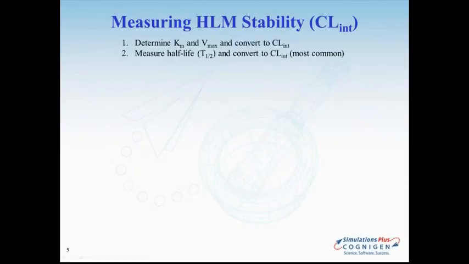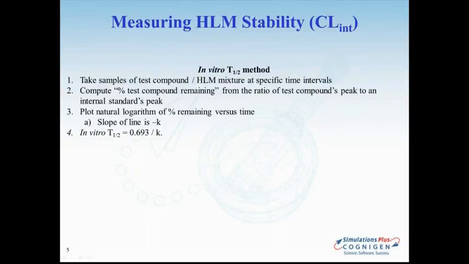I list 2 methods here. One is determine Km and Vmax and then convert that to the intrinsic clearance. And then another method called the in vitro half-life technique measures the half-life of the compound and then converts that to intrinsic clearance. And this is where most of the data came from for our HLM clearance model.